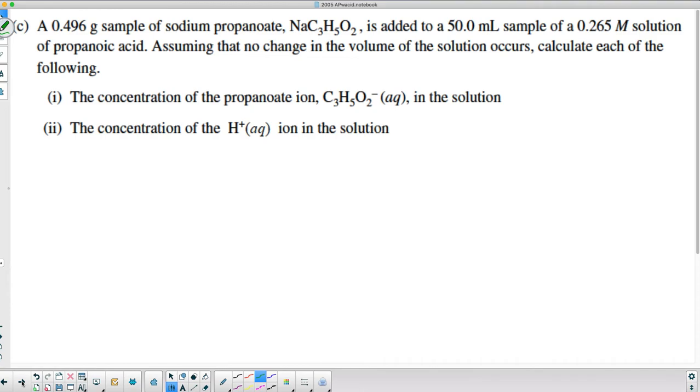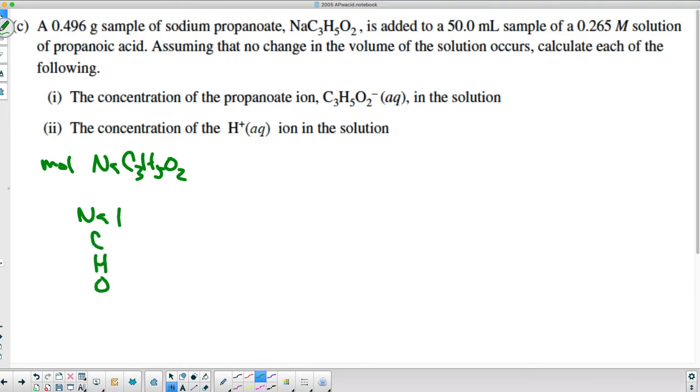So we have a sample of the sodium propionate, NaC3H5O2, added to 50 milliliters of that solution. Assuming that no change in the volume of the solution occurs, calculate each of the following: the concentration of the propionate ion in the solution and the concentration of the H plus. So the first thing I'm going to do is find the number of moles of the NaC3H5O2.